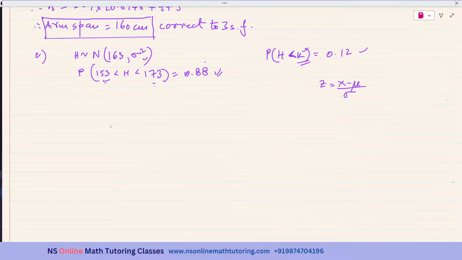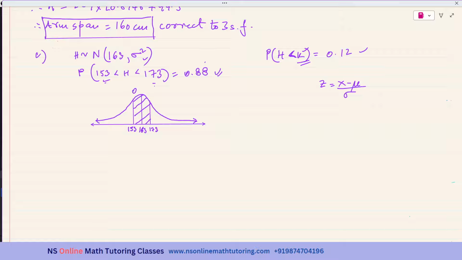We have to think about the normal distribution curve. So this is the normal distribution curve. The mean is 163 centimeters. And this is 153 centimeters, which is 10 less than the mean. And this is 173 centimeters, which is 10 more than the mean. Okay. And we are given that the probability of this part is equal to 0.88. Right. So what will be the probability of this part and this part?